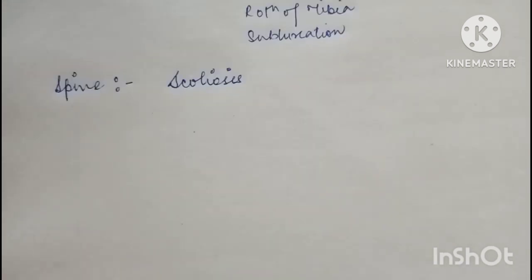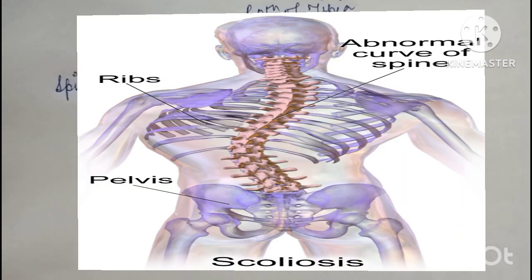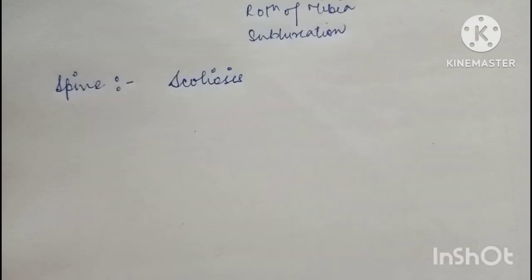In the spinal deformity you will see scoliosis. Now in the spine you will see the scoliosis. Scoliosis is due to the imbalance of the lateral flexors. Our lateral flexor muscles will be imbalanced, there will be weakness, and therefore scoliosis occurs.